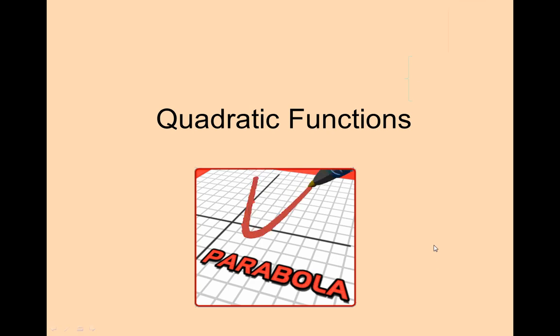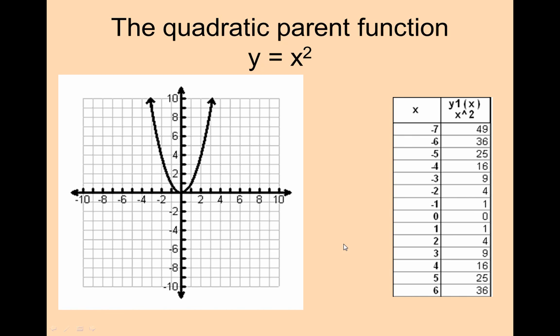All right, we've been working on quadratic equations. Remember that quadratic equations have the highest exponent of a 2. The 2 is what makes the parabola, what makes the U-shaped curve of a quadratic. We talked about the quadratic parent function. You need to have this memorized.